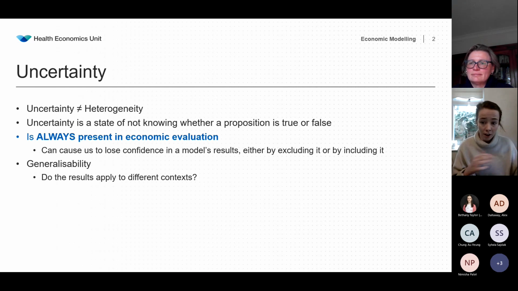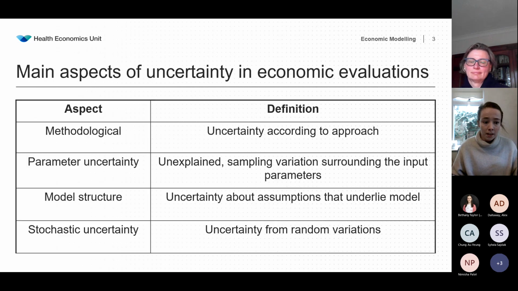And failing to account for this or address it in an appropriate way can basically make everyone lose confidence in the results of the model. And it's really important to understand what types of uncertainty are more likely to be present in models so that we can understand a model's generalizability in different contexts.